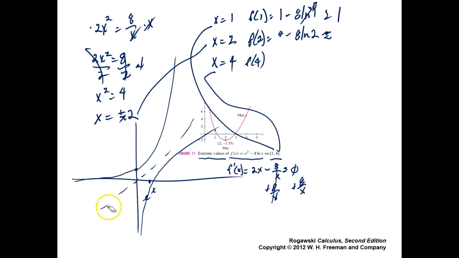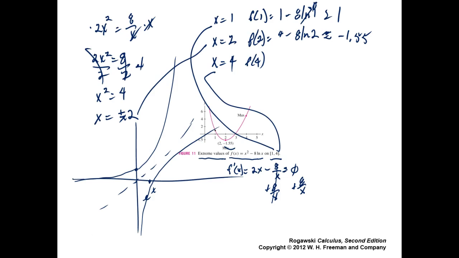You just sort of plug it in. 4 minus 8 log 2. Negative 1.55. Okay. Now, looking at those, I can tell of the three points, I got a 1 and a negative 1.55.